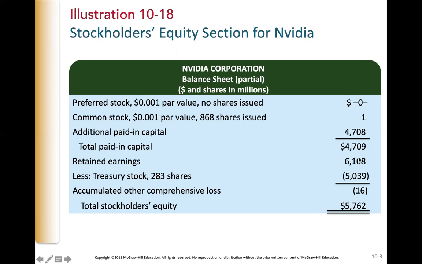Next, you need to list retained earnings. Remember, retained earnings, we discussed how to calculate that, and it's a cumulative amount over each year since the start of the company. After retained earnings, you need to subtract treasury stock. Make sure you're showing treasury stock as a subtraction, as a negative number at the cost that you paid to repurchase the treasury shares. The total stockholders' equity is your total paid in capital, your retained earnings, and your treasury stock.